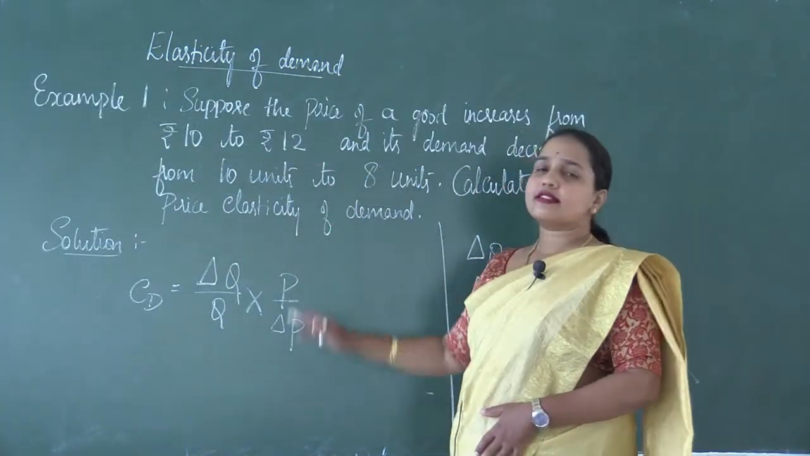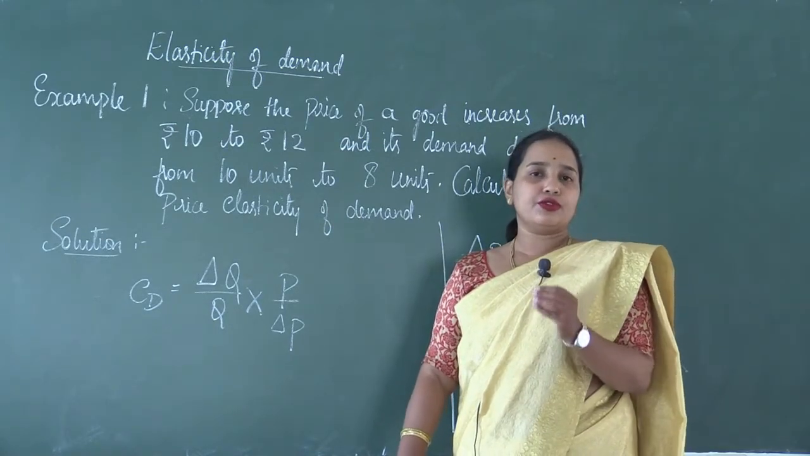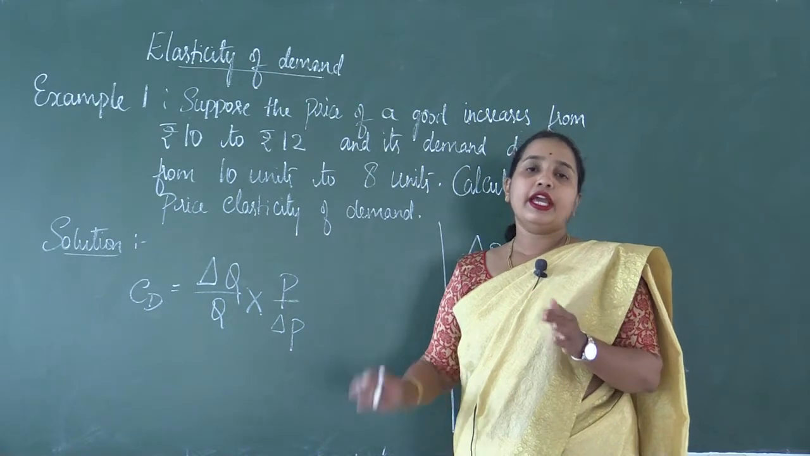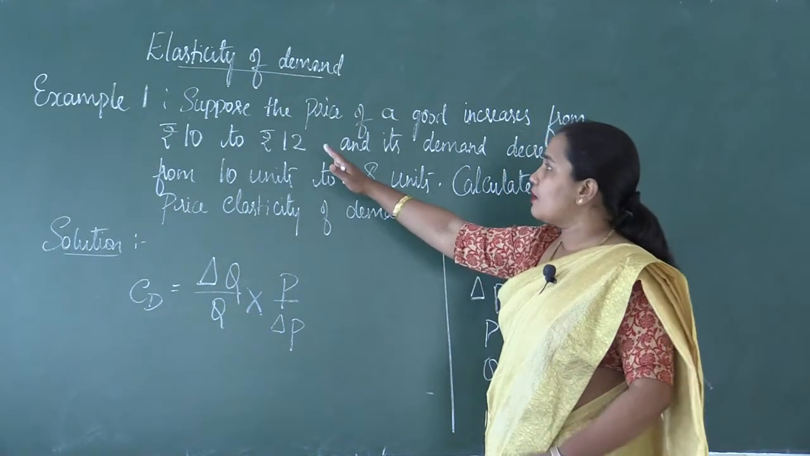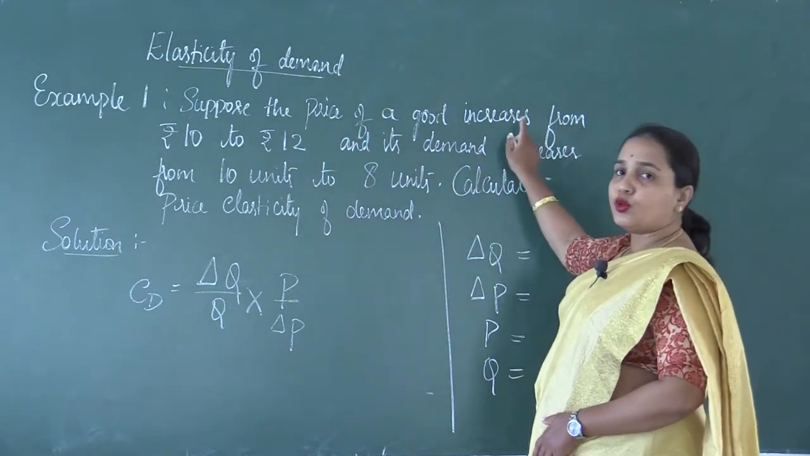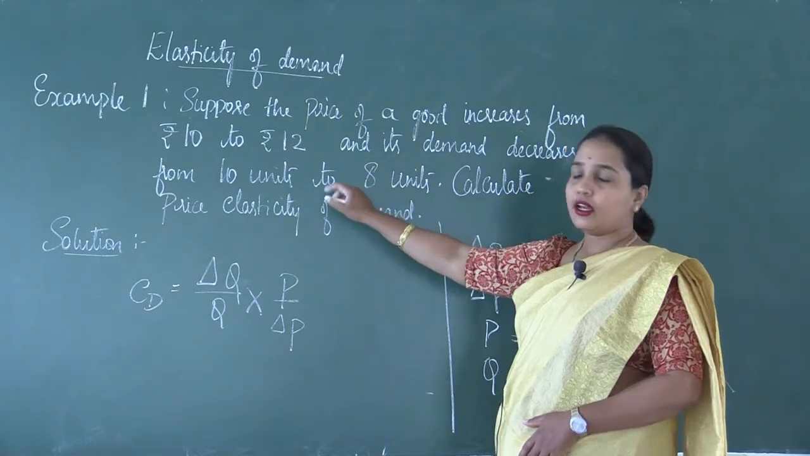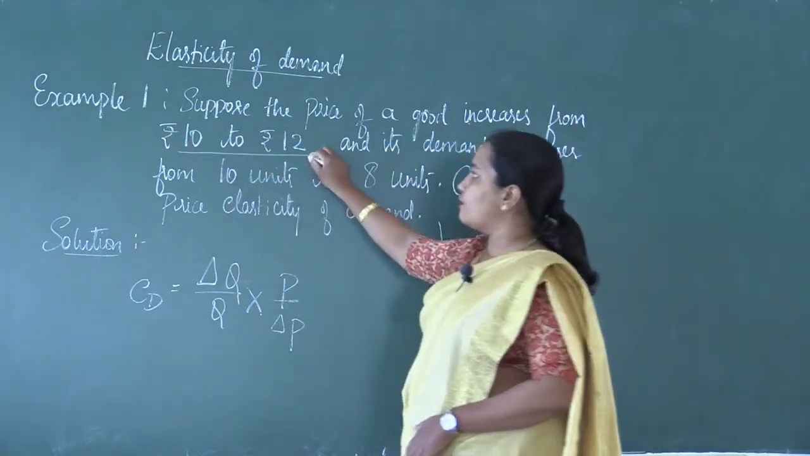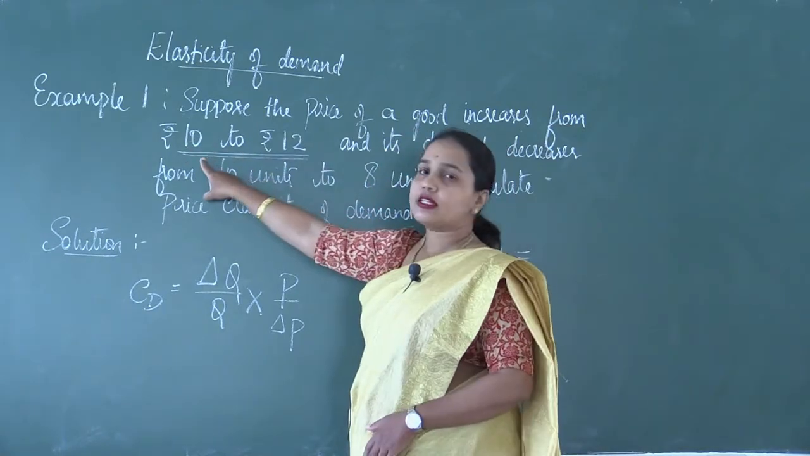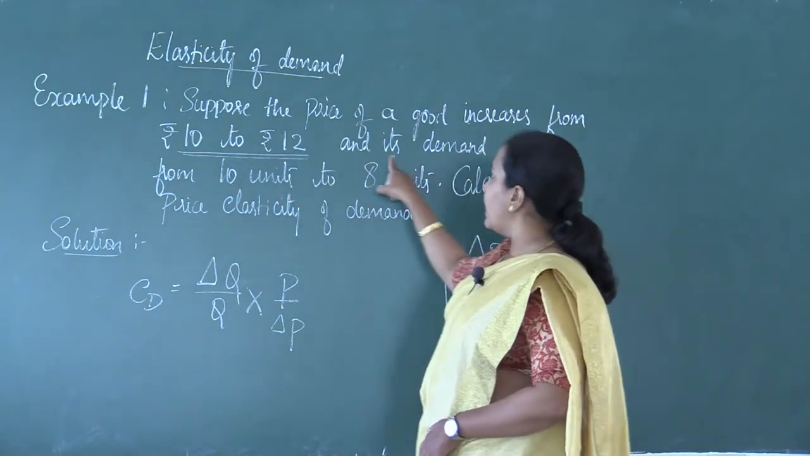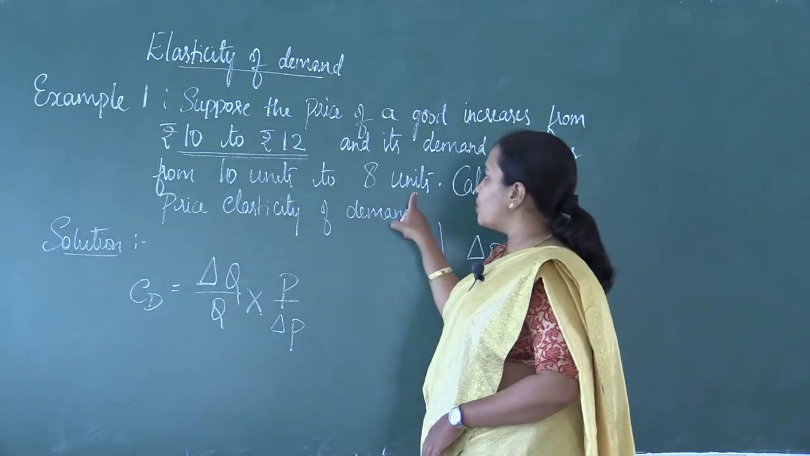Let us take this example to calculate price elasticity of demand. First, you need to read the question properly in order to calculate price elasticity of demand. Suppose the price of a good increases from rupees 10 to rupees 12. You have to see carefully. The price of a good is increasing from rupees 10 to rupees 12 and its demand decreases from 10 units to 8 units.